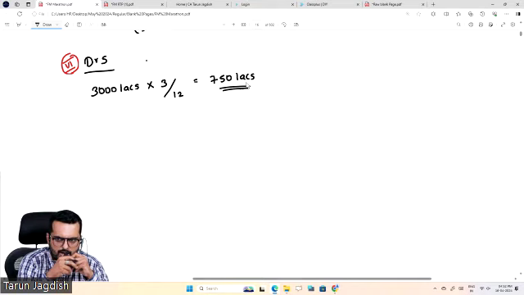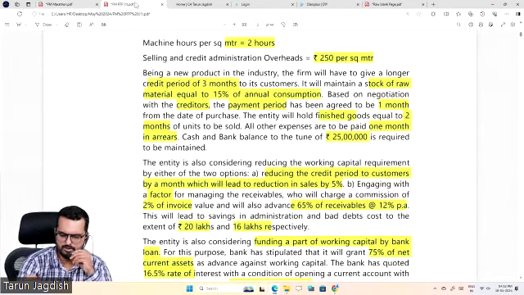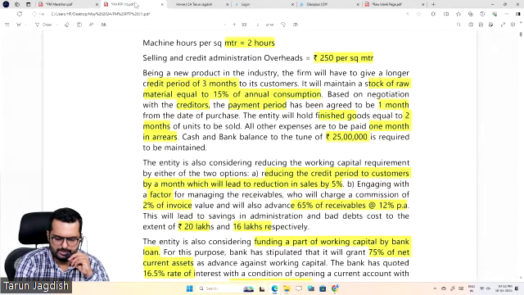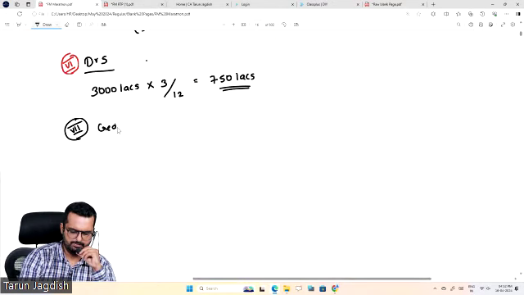All right. I believe you're all done. Okay, next part. After debtors, what is the next thing they have told over here? Maintain stock of material 15% of the annual consumption. I think that's already covered, right? Okay, then we took creditors payment period has been agreed to be how many months? 1 month. So creditors payable.